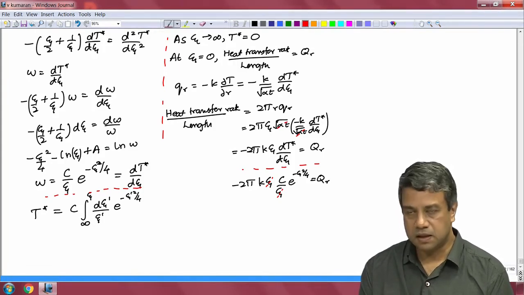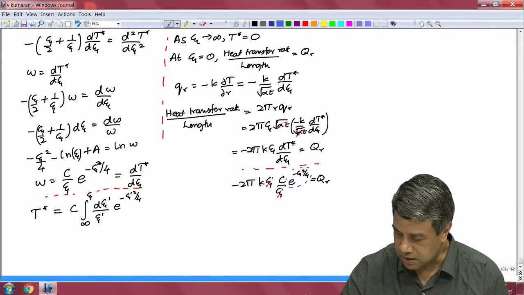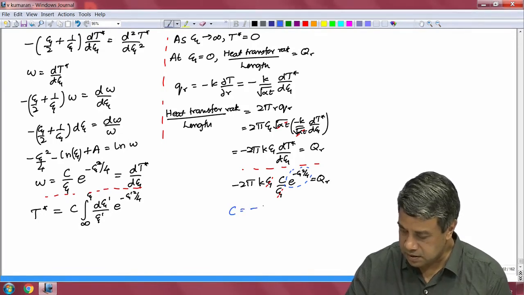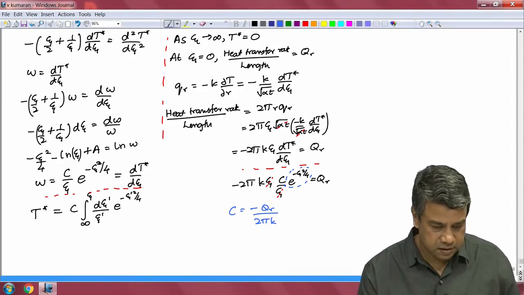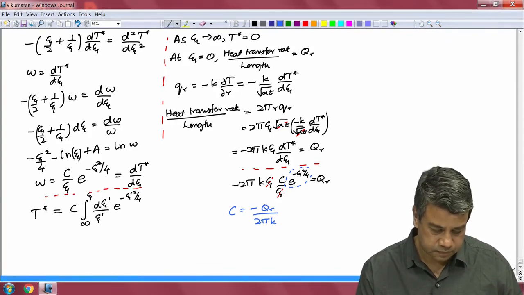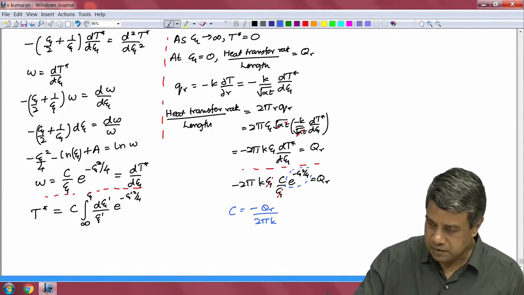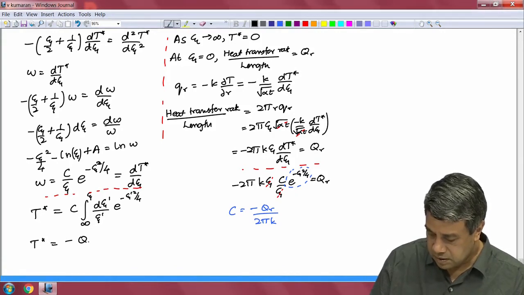And in the limit as psi goes to 0, this exponential becomes equal to 1, and therefore I get the result that C is equal to minus qr by 2 pi k. C is equal to minus qr by 2 pi k. And therefore, the solution for the temperature field T star is equal to minus qr by 2 pi k times the integral from minus infinity to psi.